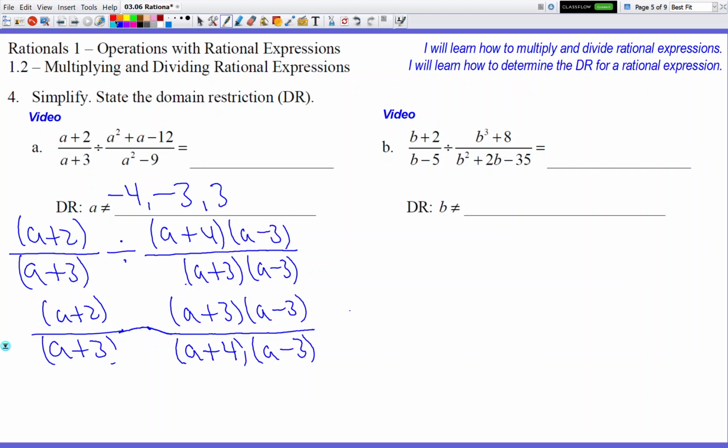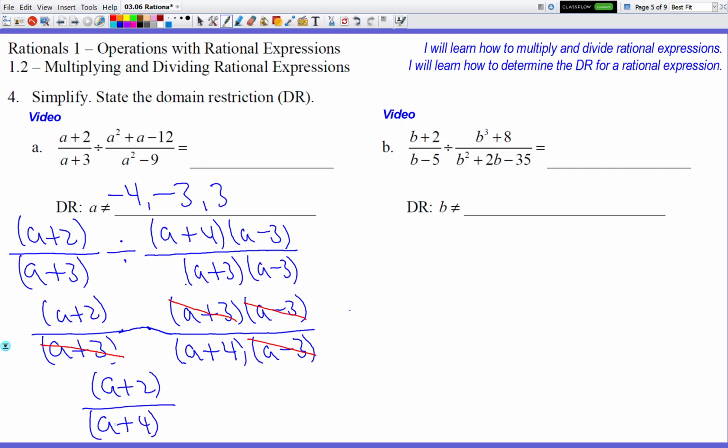Okay, and then I'm gonna cross out things that are on top and bottom. So I don't see an a plus 2 on top and bottom. I see an a plus 3 on top and bottom, so I cross that out. I see an a minus 3 on top and bottom, so I cross that out. And what's left? A plus 2 over a plus 4.